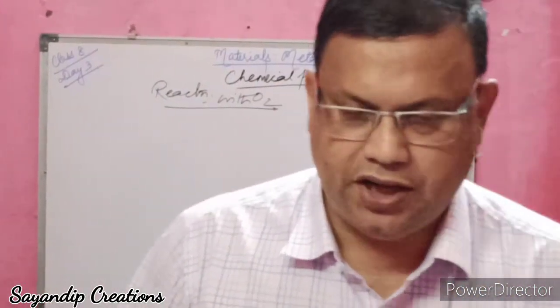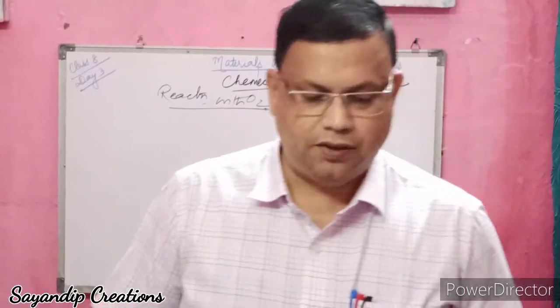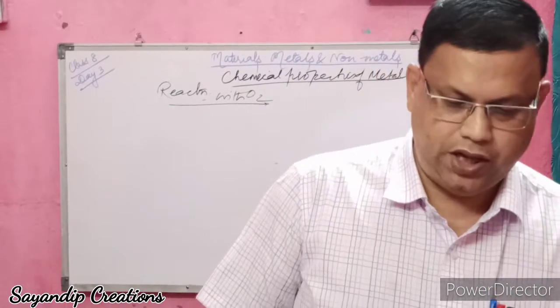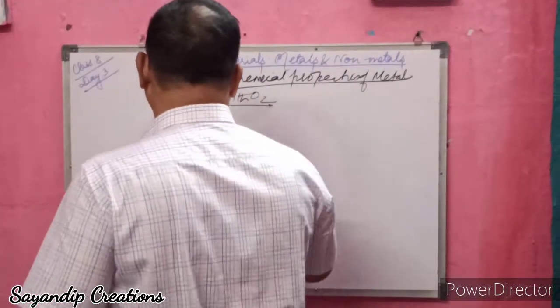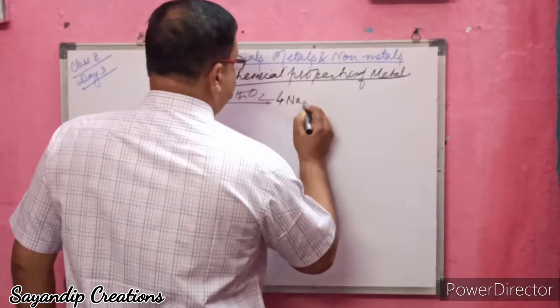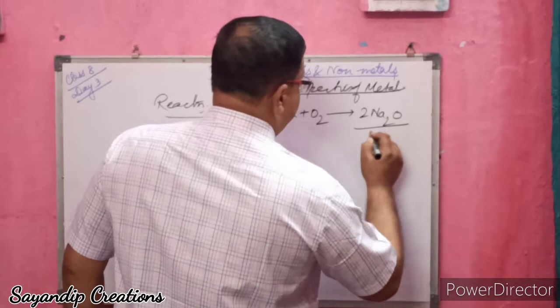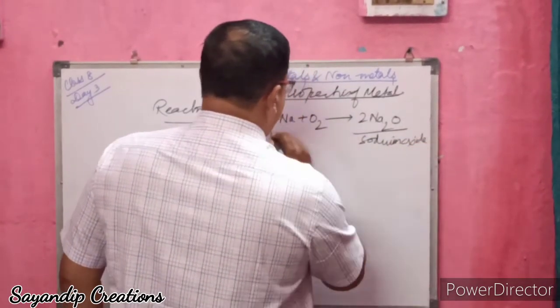Now, generally, all the metals combine with oxygen to form metallic oxide. Like sodium reacts with oxygen to form sodium oxide. Magnesium reacts with oxygen to form magnesium oxide. So, like sodium, 4Na plus O2 forms 2Na2O. This is sodium oxide.